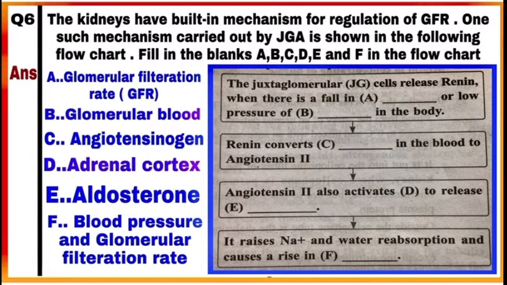Third column, angiotensin 2 also activates D, which is adrenal cortex, to release E, which is aldosterone. Finally, fourth column. It raises sodium ion and water reabsorption and causes the rise in F, which is blood pressure and glomerular filtration rate. So in this way you can fill all the points A to F.